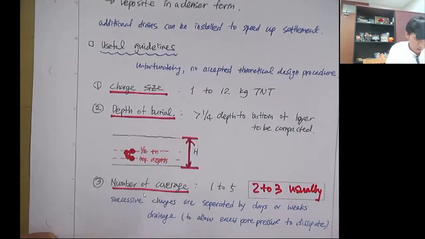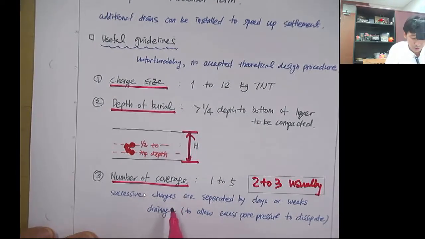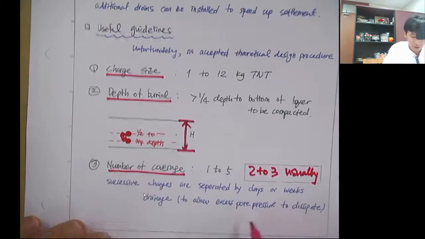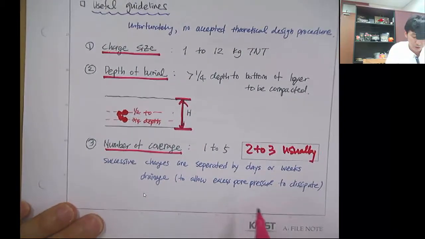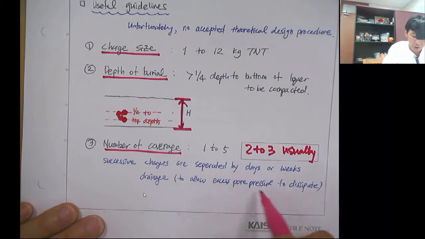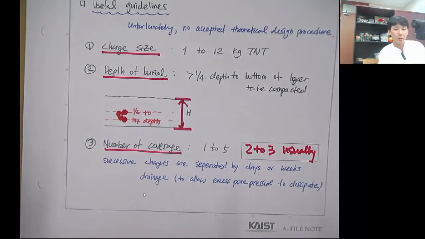And successive charges or successive detonations are separated by days or weeks because we need to allow the excess pore pressure to dissipate. So to have the complete settlement after one explosion, you wait several days or 1 or 2 weeks, and then you explode it again.